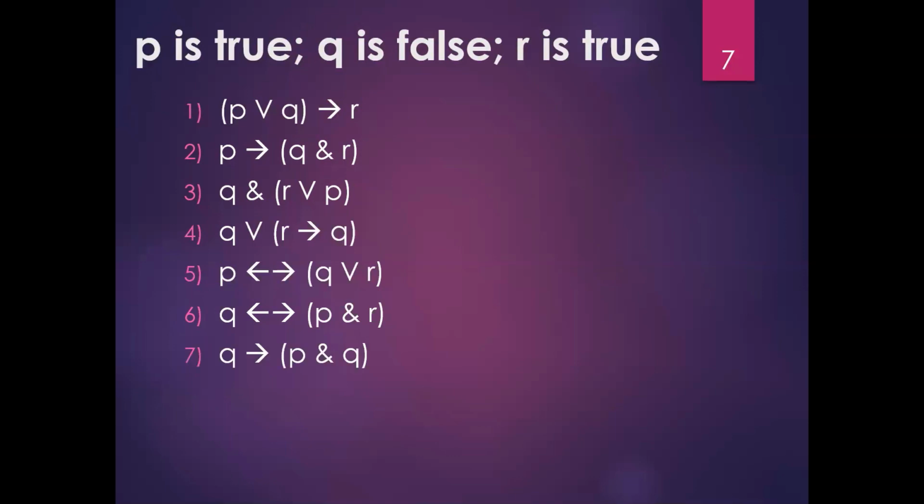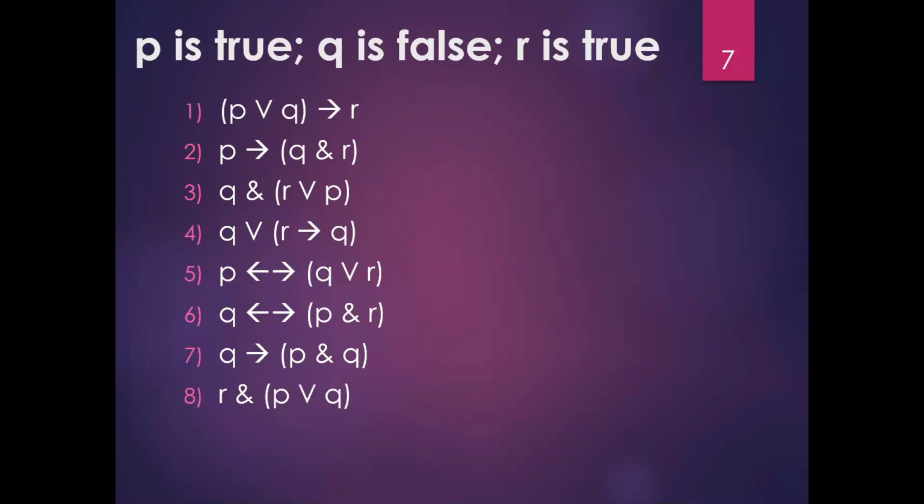Number 7, we have another conditional. Here our consequent is P and Q. Well, when we're conjoining a true sentence with a false sentence, we have a sentence that is false, but Q is false, the antecedent is false, and when you have a false antecedent, a conditional sentence is always true.